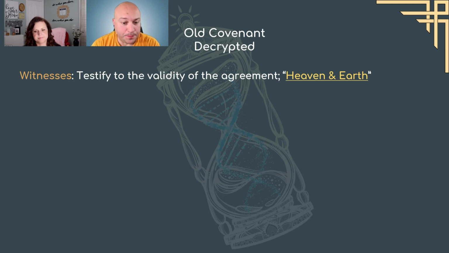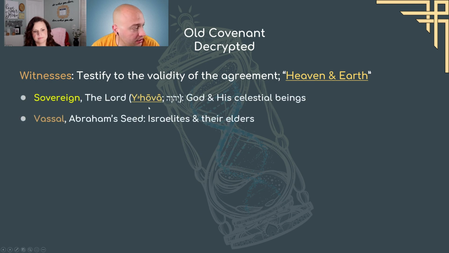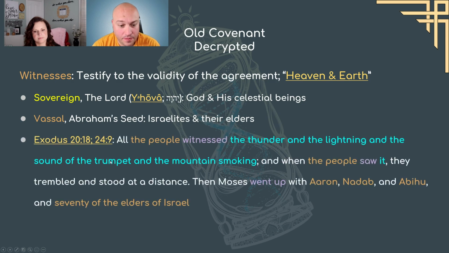Does that make sense? So here we'll look again. The sovereign, the Lord God, and his celestial beings. And then the vassal, the Israelites, and their elders. Okay? So all the people witnessed the thundering and the lightning and the sounds of trumpets and the mountain smoking. And when the people saw it, they trembled and stood at a distance. Then Moses went up, and Aaron, Nadab, and Abihu, and the 70 elders of Israel. Here are the earthly witnesses. Here are the celestial witnesses. Does that make sense?